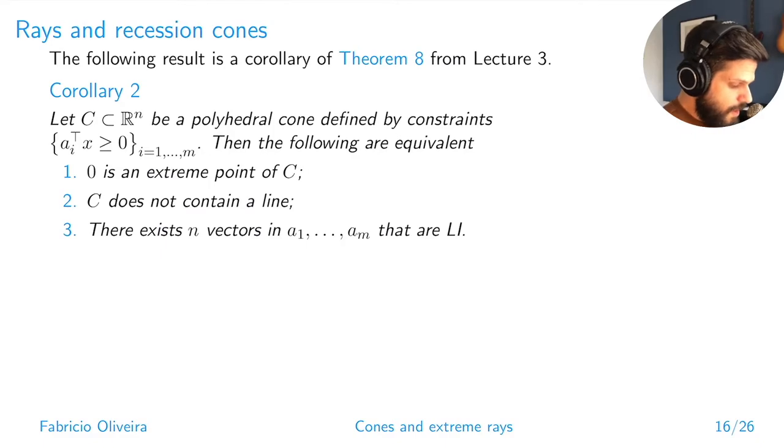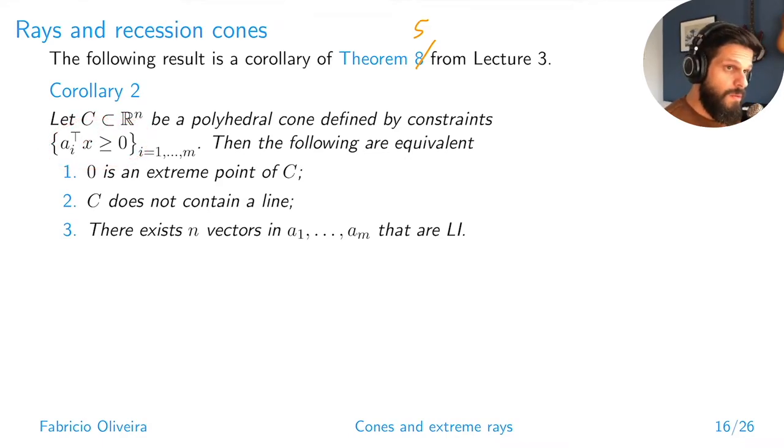This is basically a corollary from theorem 5 from lecture 3, the theorem that we didn't actually give a proof of. I gave you a picture as an interpretation. It's the one that says that if you have an extreme point, you can't have a line. And if you have extreme points, you must have n linearly independent vectors among the a_i vectors forming the polyhedral set.